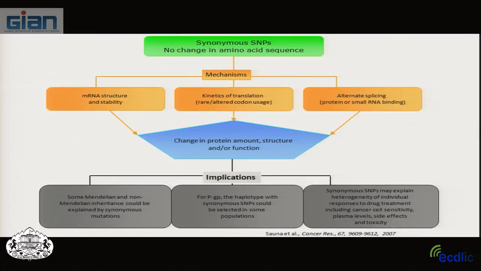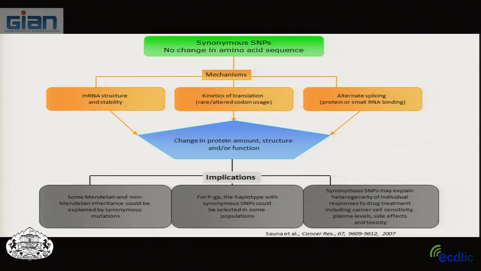So what are the effects of these silent SNPs? There is no change in amino acid sequence. The mechanisms can be that messenger RNA structure and stability is affected, or kinetics of translation, where there is rare or altered codon usage. You can also have alternate splicing, but we know that this is not involved for P-glycoprotein. So this is the route by which we are observing the change in the folding of the protein and the function.